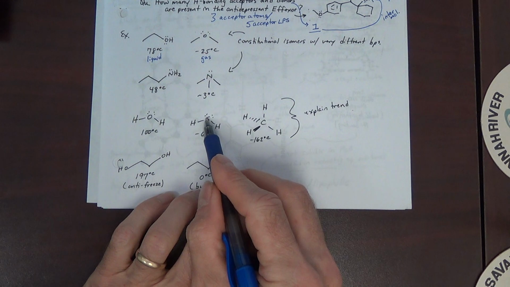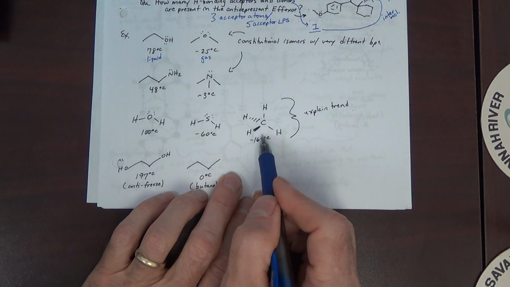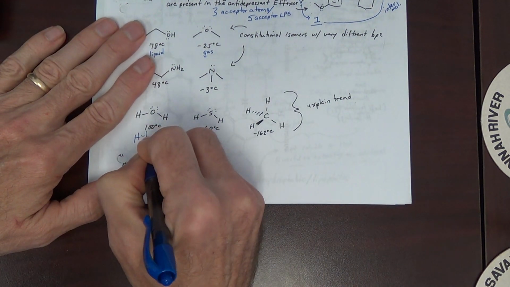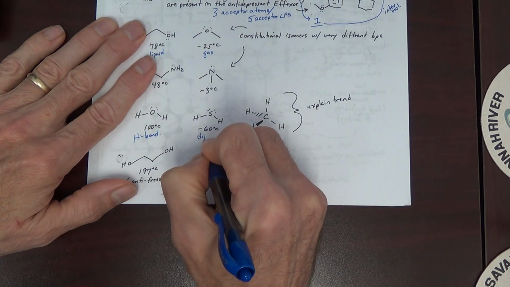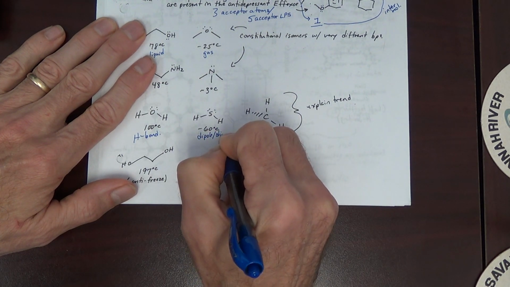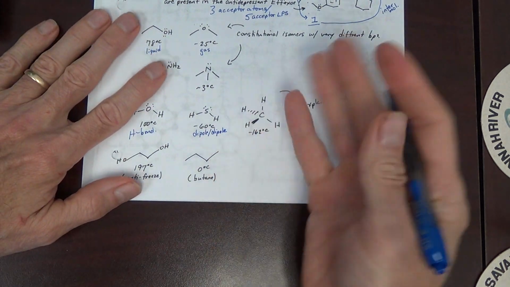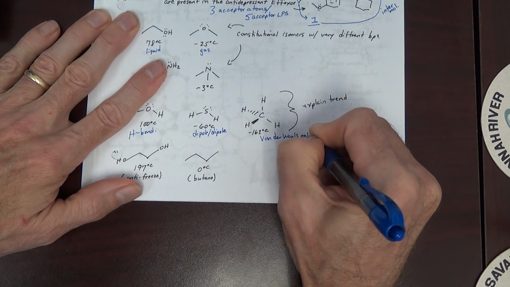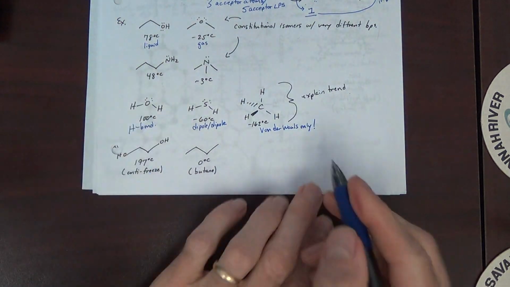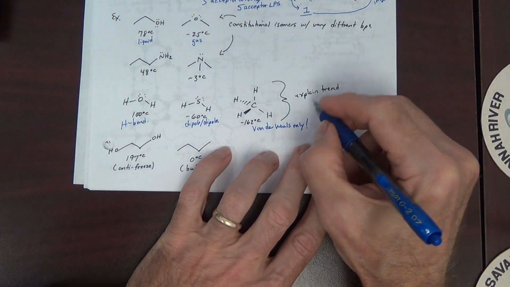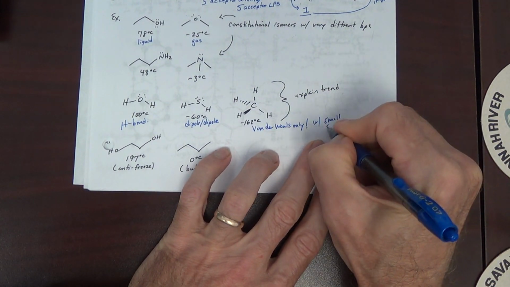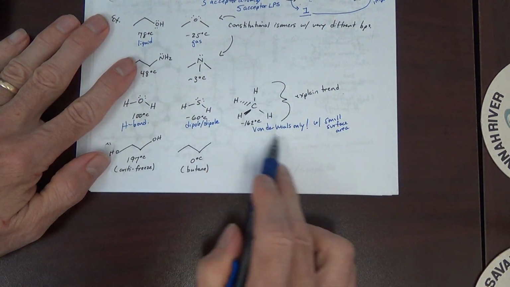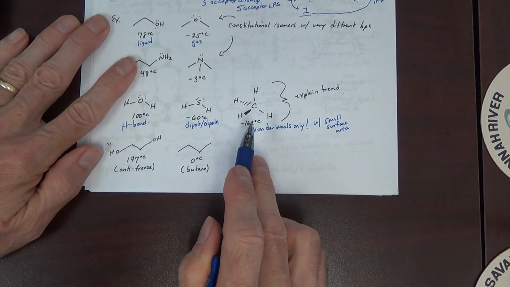Now, change that to carbon and put two more H's on it. Methane, the boiling point goes even lower. This one has hydrogen bonding. This one has dipole-dipole, because that is a polar molecule. This one has nothing but van der Waals. But also, it's a very small molecule with small surface area. Not much stickiness holding these molecules together. Very low boiling point.